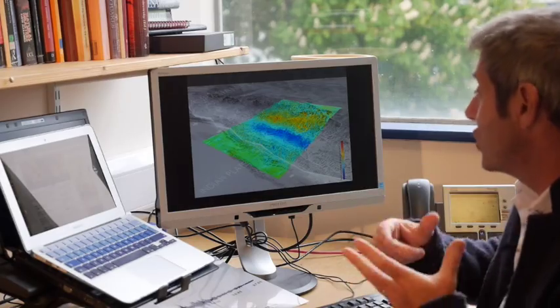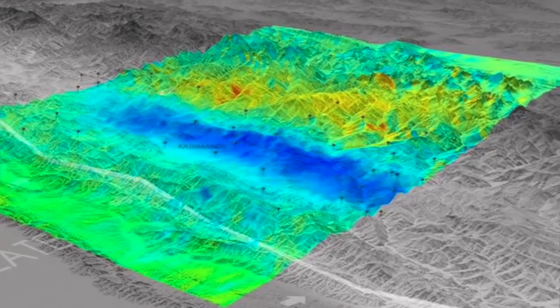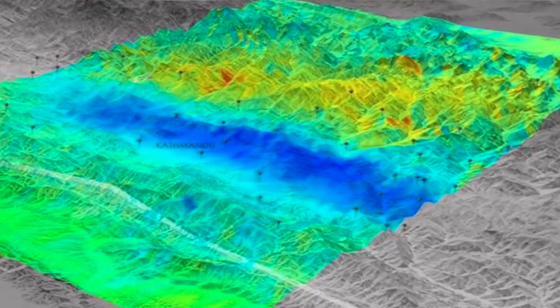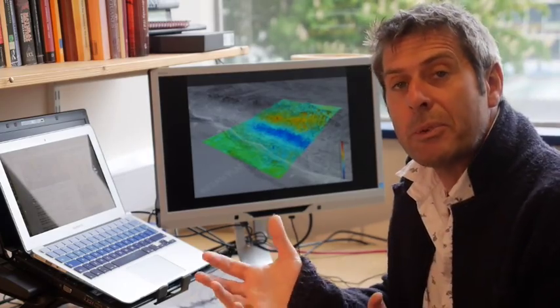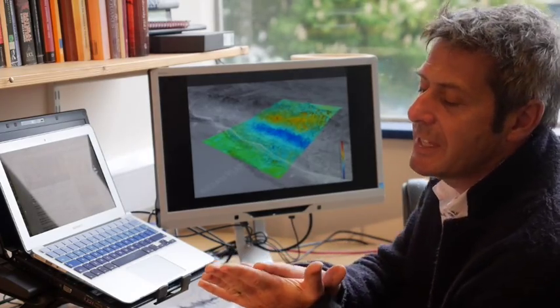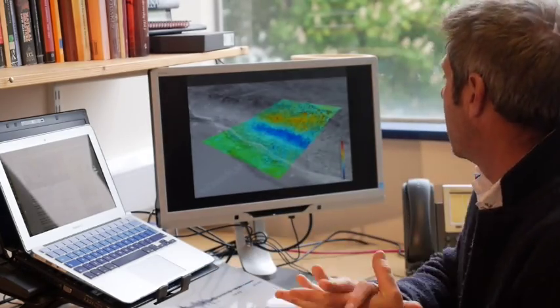So what you can see is that during the earthquake, the area of Kathmandu and Kathmandu Valley went up, and the area of the Himalayas to the north dropped down. And that's pretty representative of what we expect from these kind of faults. As they move, some areas get pushed up, and other areas get flexed down.